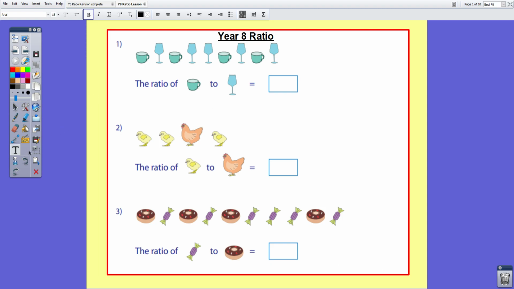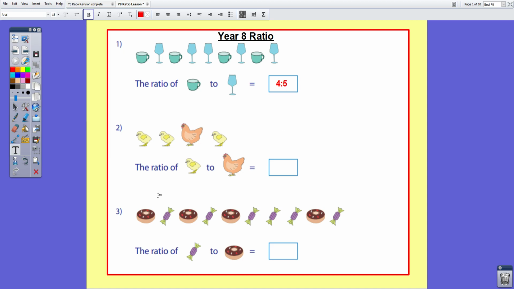How many cups are there? How many glasses are there? Well, if we look at the diagram, we can count 1, 2, 3, 4 cups. So we type in 4. We use two dots, a colon sign, to represent ratio, and we read it as 4 to... and then we count how many glasses, 1, 2, 3, 4, 5, and we type 5. So the ratio of cups to glasses, we read it as 4 to 5.